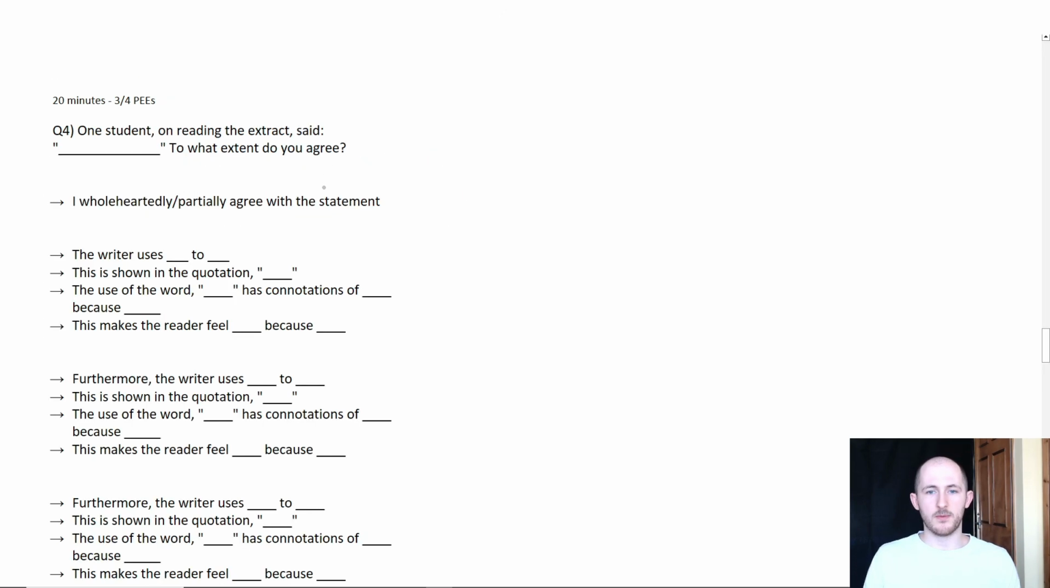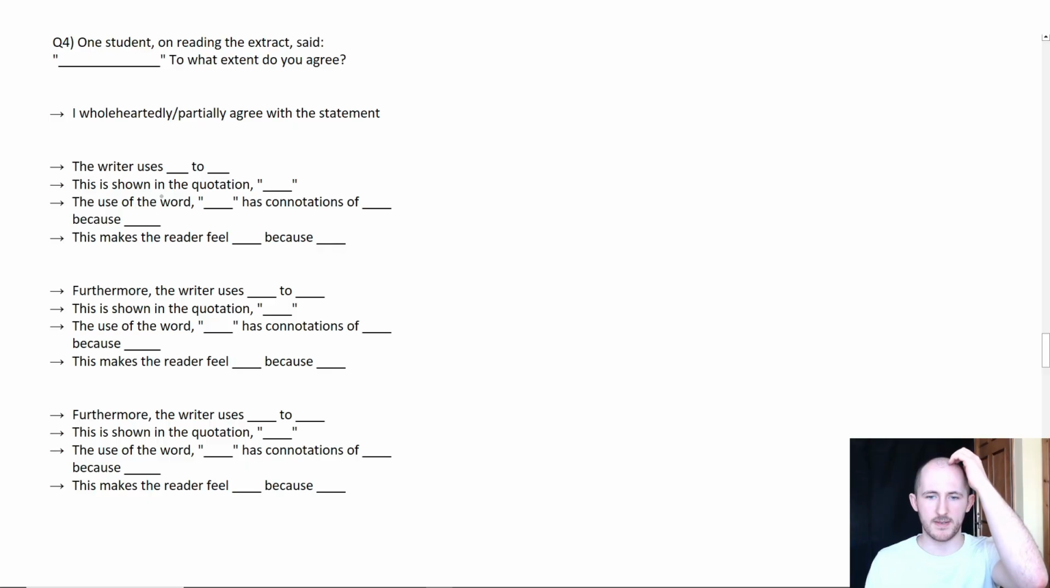So here is what I would say is the sentence starters and the paragraph starters. So one student on reading the extract said something, to what extent do you agree? So I wholeheartedly or partially agree with the statement. You can also disagree, but again, I did recommend agreeing to at least some extent to make it slightly easier for yourself. And then again, you're going to have 3 paragraphs here. So this is why I said 3 or 4 paragraphs, because this one you could count as a paragraph. You're more than welcome to add another paragraph afterwards as well, but again, keep in mind you are under timed conditions. It's difficult to write all of this stuff in a fixed amount of time.